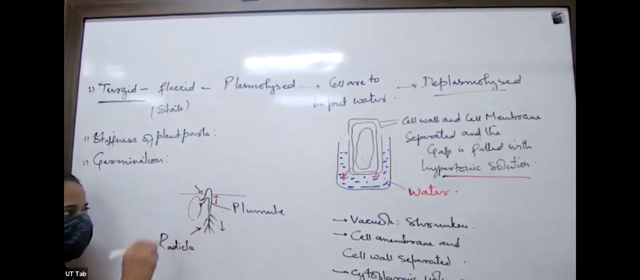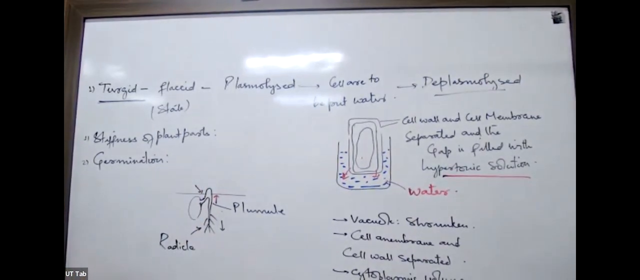So this process that has happened, that is pushing through the hard ground and the growth of the plant happening. This is only because of the extreme turgid condition of the cells that the pressure has developed there.